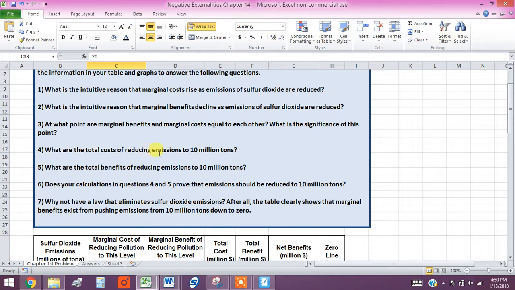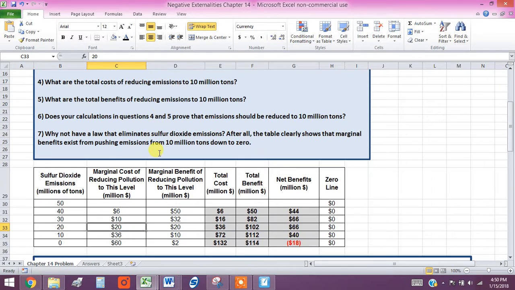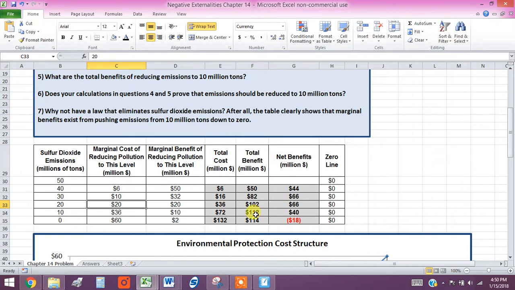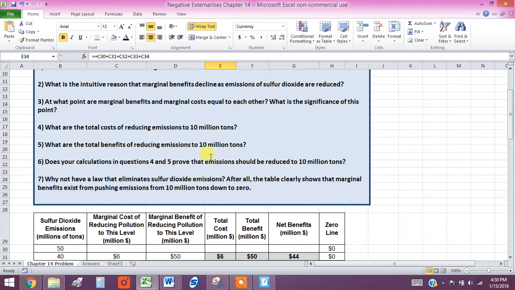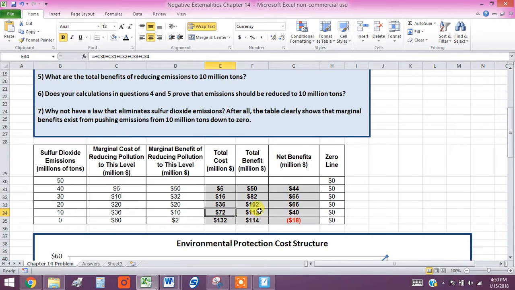Okay, number 4. What is the total cost of reducing emissions to 10 million? The total cost, okay. So the total cost of that is easy to see. It costs 72 million, right? And then what is the total benefit of reducing to 10? That would be 112 million, okay? So what we're really getting at here is we're trying to get a handle on or understand why we don't go ahead and reduce down to 10 when total benefit is still greater than total cost.